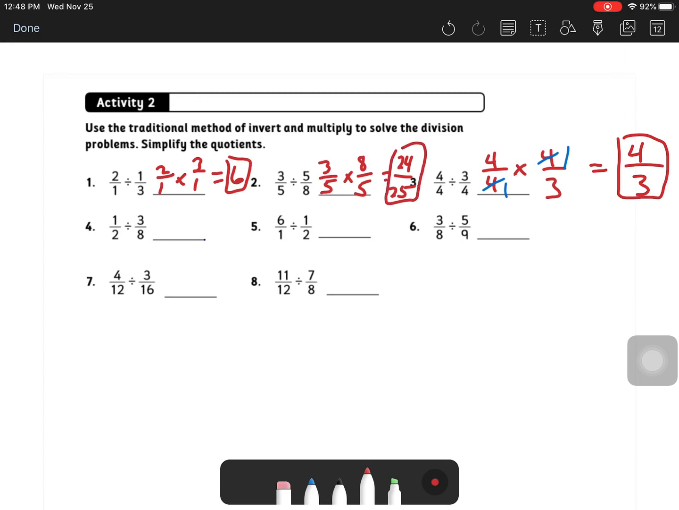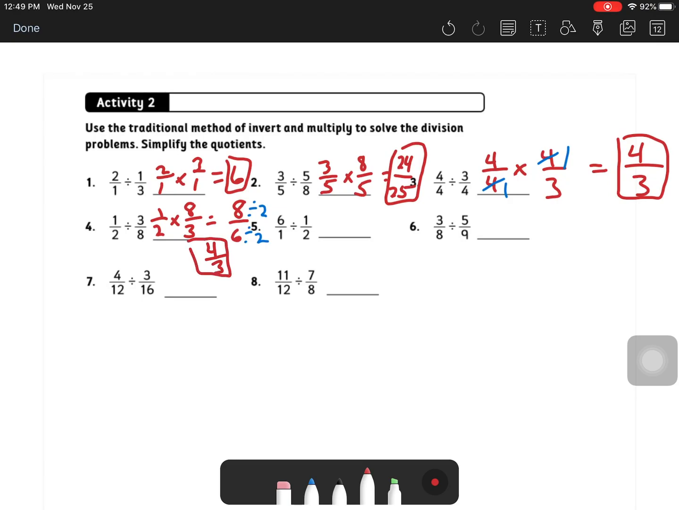Okay, next one I've got 1/2 times, so I'm going to flip this one over, 8/3, and so that's going to give me 8 times 1 is 8, and 2 times 3 is 6. It does say simplify the quotients if you can. Okay, so here I've got 8 and 6, so I can divide each of those by 2. Divide by 2 on each of those, and I'm going to write my answer down here. 8 divided by 2 is 4, and 6 divided by 2 is 3, so I get 4/3 for my answer on that one.